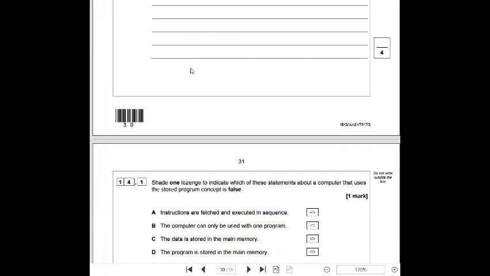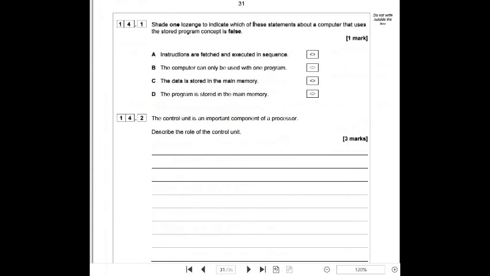Right, on with question 14. State which of the statements about a computer that uses the stored program concept is false. Process of elimination. The program is stored in the main memory. It's not D, and it's not C, and it's not A, so it's B. The computer can only be used with 1 program, so that one is false.